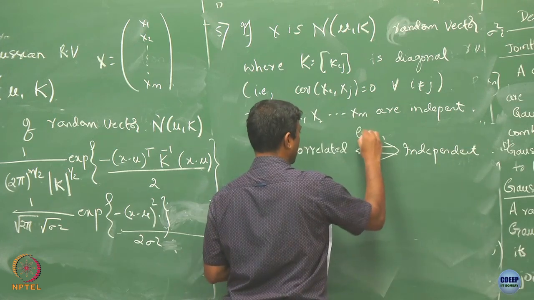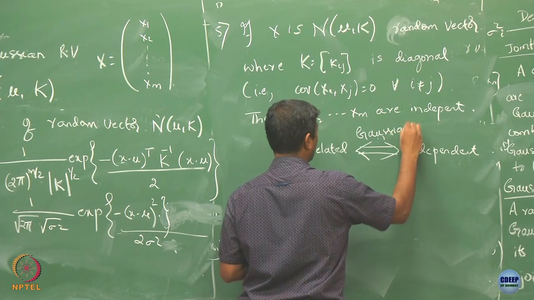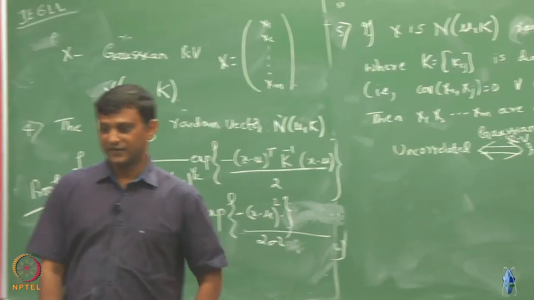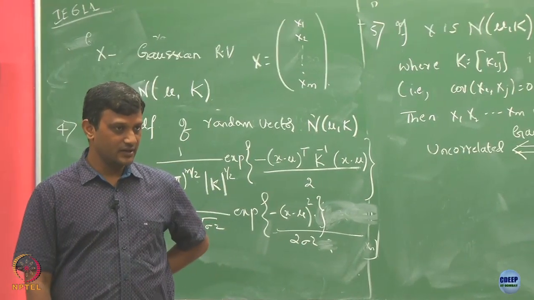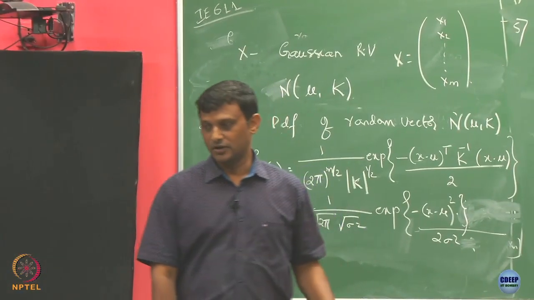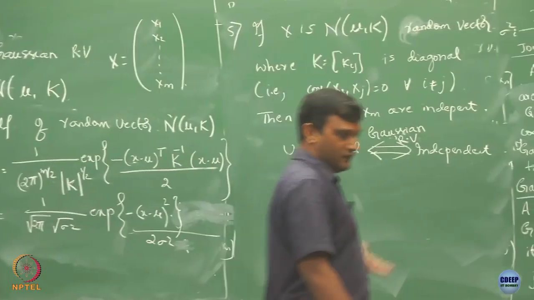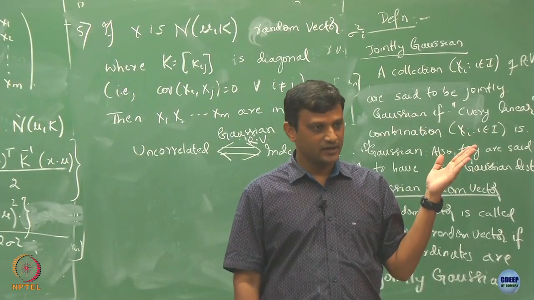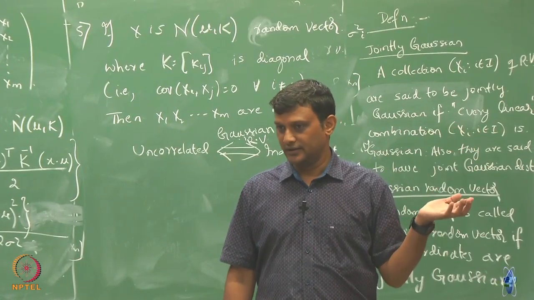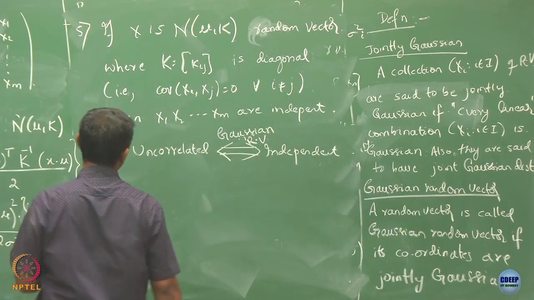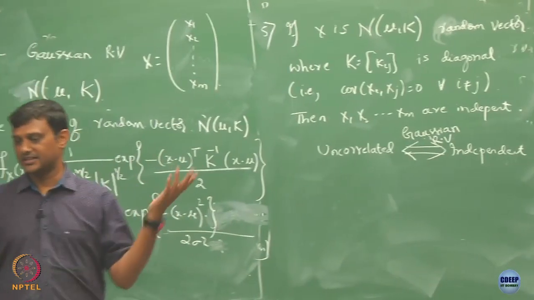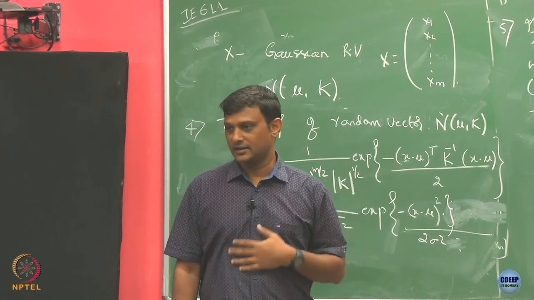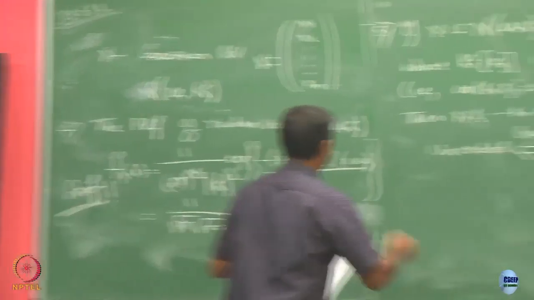And this is provided this is a Gaussian random vector. This need not be true for any random vector, but provided it is a Gaussian random vector, then that is the case. So if I already have a model where my random variables are jointly Gaussian distributed and they are uncorrelated, then that already implies that they are independent. Okay, so this is a much nicer property to have, because just by uncorrelatedness, I directly get these properties of independence. Okay, the last one.